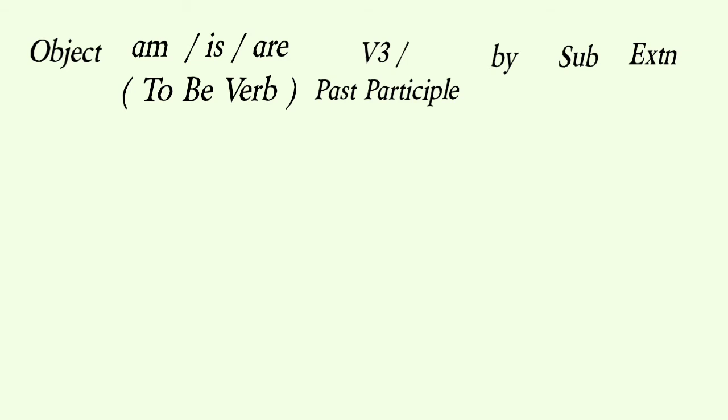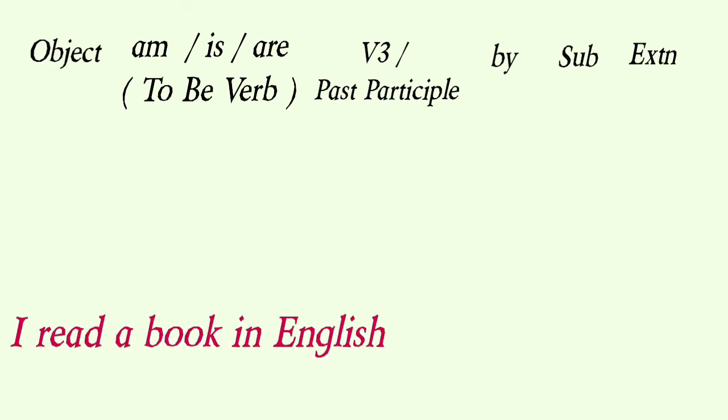Like in the present indefinite tense, I have written, I read a book in English. Now if we want to transform this sentence into passive voice in simple present tense, this will be: a book is read by me in English. Now in the object, I am placing a book, because in the sentence, a book is an object. In the to be form of the verb, I am placing is. In the third form, or the past participle form of the verb, I am placing read. Then after that, I am placing by, in the subject, me, and in the extension of the sentence, in English.